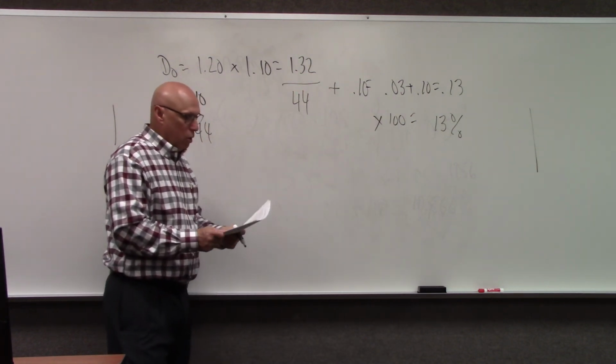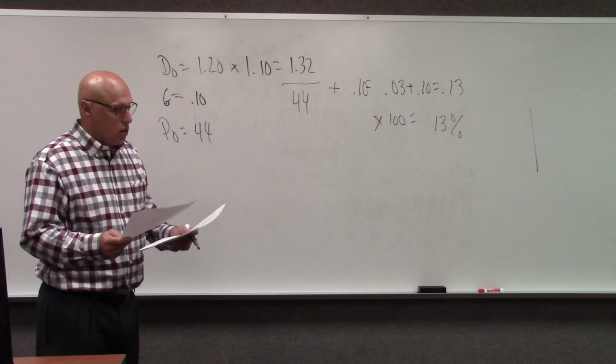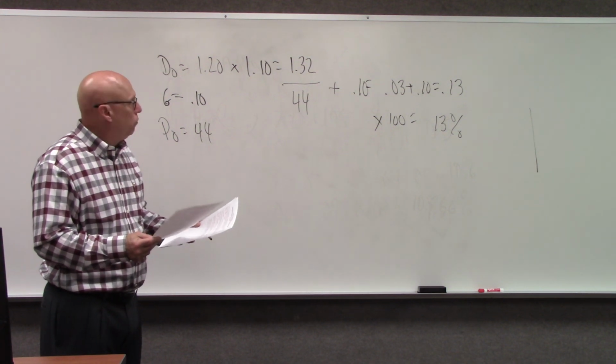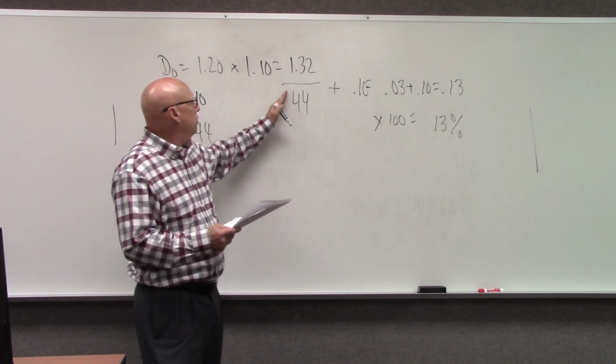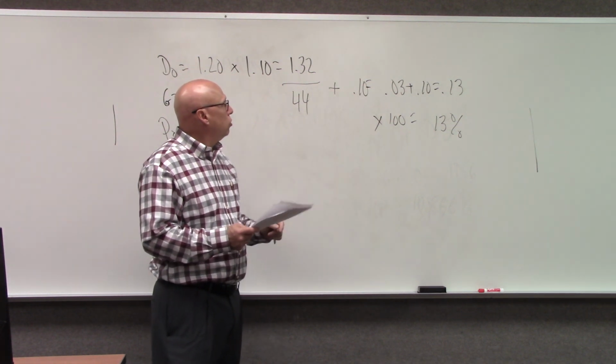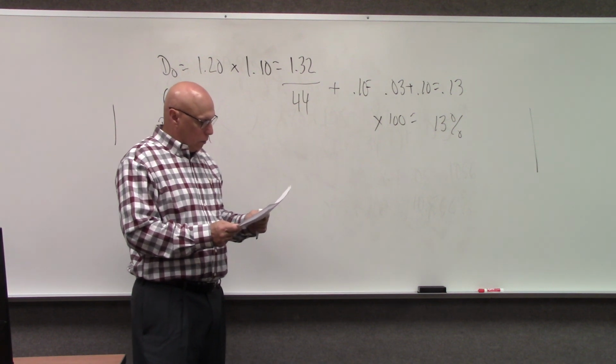All right, hopefully that's enough repetition for you to be able to successfully work CAPM and Gordon. Dividend yield plus the growth rate of dividends is Gordon. So we worked 5, 6, and 7.